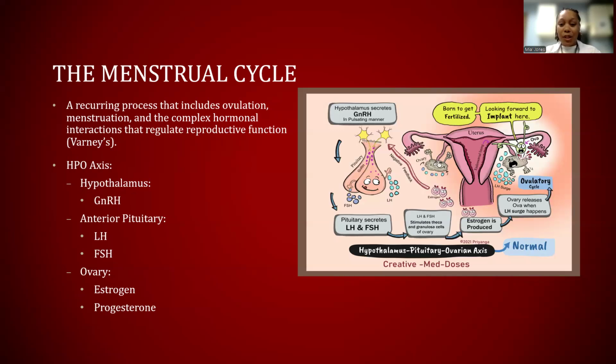The hypothalamus releases gonadotropin-releasing hormone, which signals the anterior pituitary gland to secrete follicle-stimulating hormone and luteinizing hormone. These hormones travel through the bloodstream to the ovaries, where they stimulate the production of estrogen and progesterone. Together, this group of hormones orchestrates and regulates the menstrual cycle.